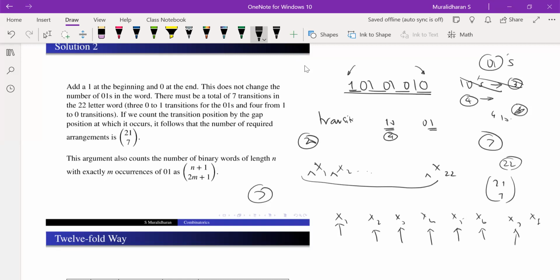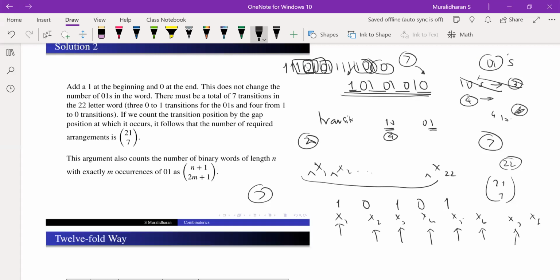So if a transition is 1, it has to be 1 0 here. It has to be 0 1 here, and 0 1 here. So it will uniquely determine the sequence itself. Once I know where the transitions happen, I can easily find the solution. Suppose I have 1 1 1 0 1 0 1 1 1 1 1 0 1 0. Where are all the transitions happening? At this point, the next at this point, and this point, and this point, and this point.